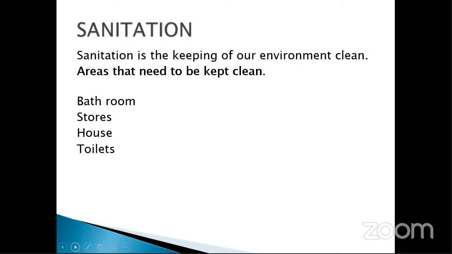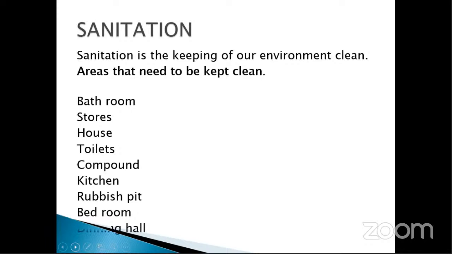And then including the toilets, we also have the compound, we have the kitchen, we have the rubbish pit, we also have the bedroom. You have to keep it clean, and also the dining hall, where you go and eat. It has to be clean, as simple as that. So these are some of the places which you need to clean.